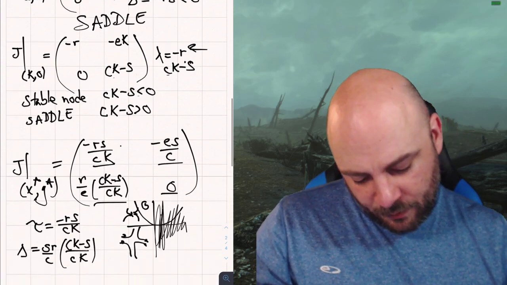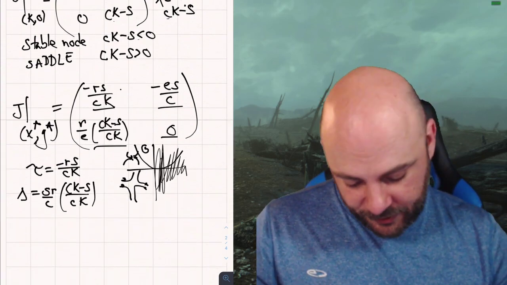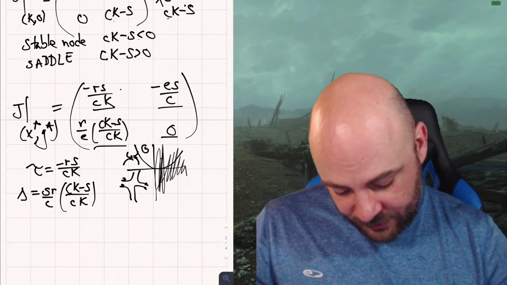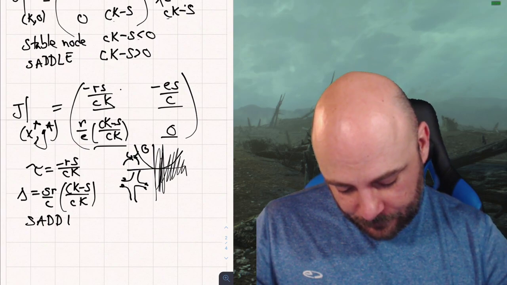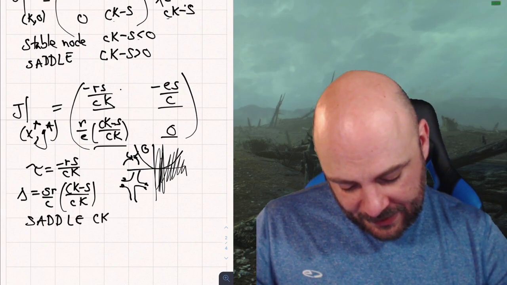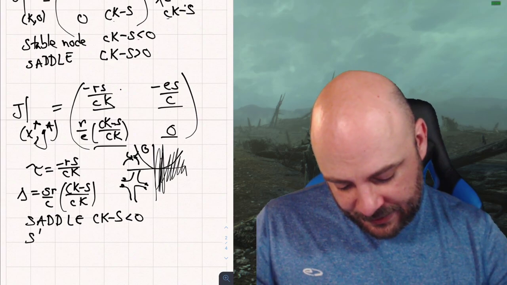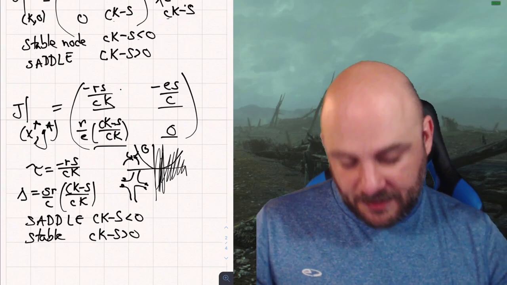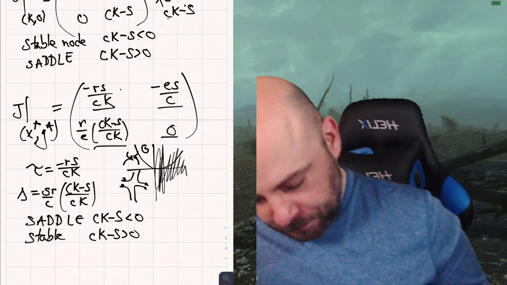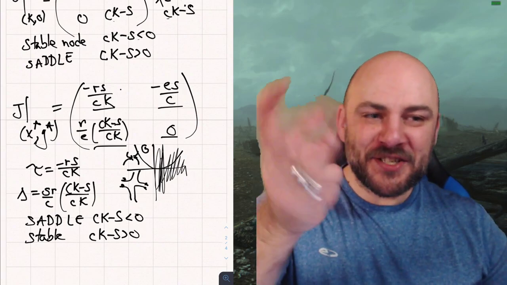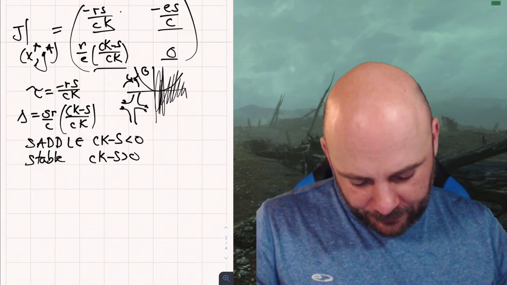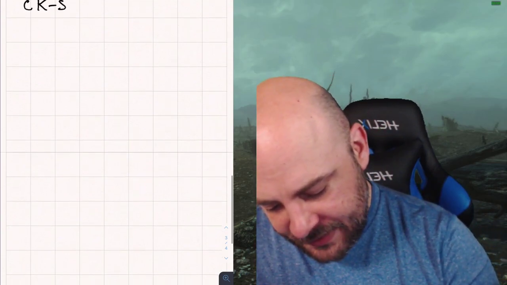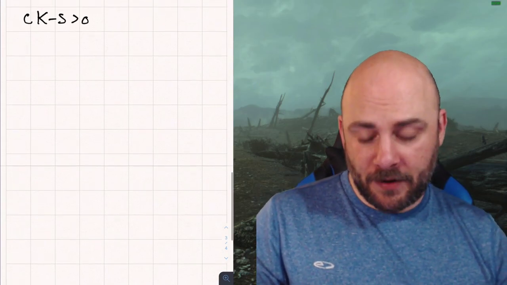So we come down here, we get the exact same sort of conditions where my determinant is negative if CK minus S is negative. So this is a saddle if CK minus S is negative, and it's stable if CK minus S is positive. Cool. All right. Let's just work with that as our two different cases. So case number one, CK minus S. Let's go ahead and make that positive. Okay, that's going to be our very first case.